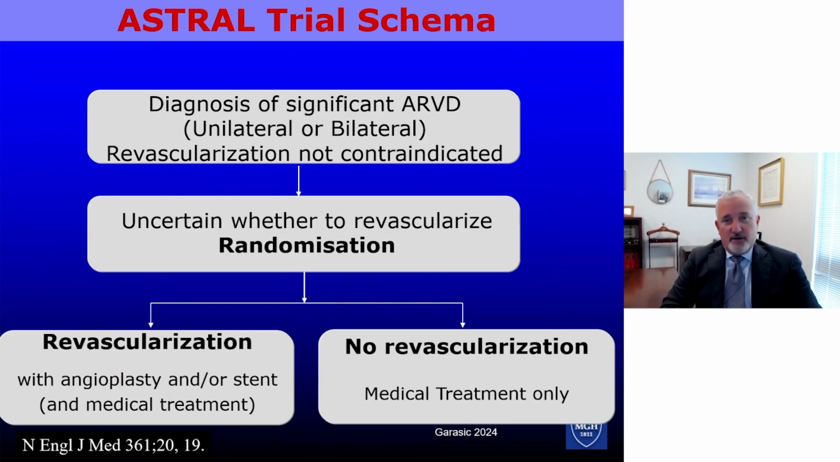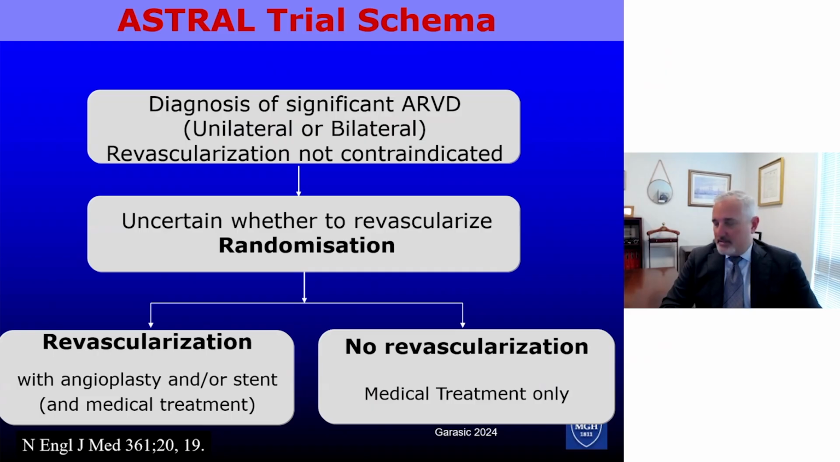ASTRAL was conducted overseas, and again, was a trial of unilateral or bilateral renovascular disease that was atheromatous. The clinical physicians were asked, well, do you know what to do with this patient's renovascular disease? Do you believe you know that it should be intervened upon or not intervened upon? And if the clinical doctor said, geez, we're not sure what to do with it, then they could be randomized to either a revasc or a non-revasc strategy, both with a medical treatment involvement. I will say that this is a bit strange, because if we truly knew who to treat with renal intervention, we wouldn't be doing these trials.